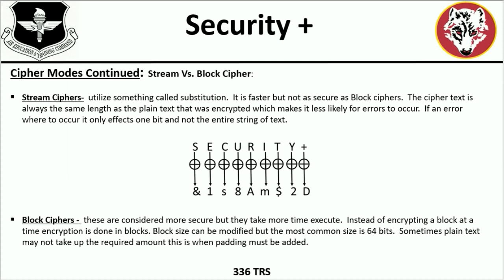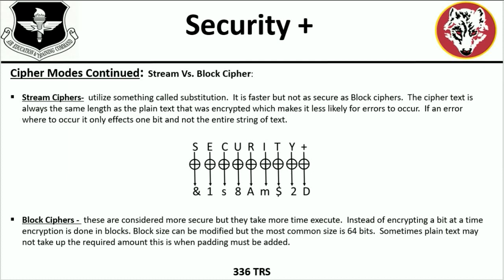The ciphertext is always the same length as the plaintext that it was encrypted from, which makes it less likely for errors to occur. If an error were to occur, it only affects one bit and not the entire string of text. So substitution in this case takes plaintext using the XOR method and completes a one-for-one swap with each bit of information.